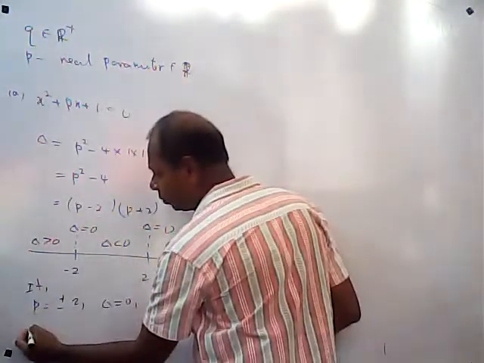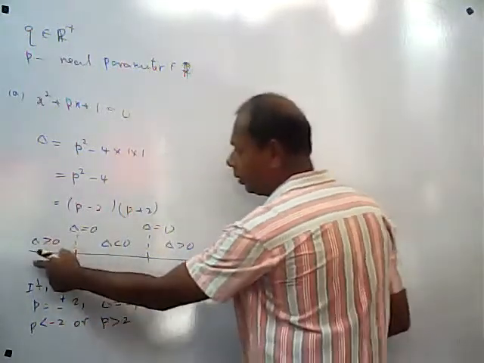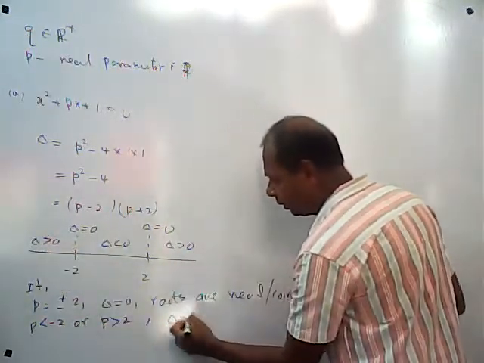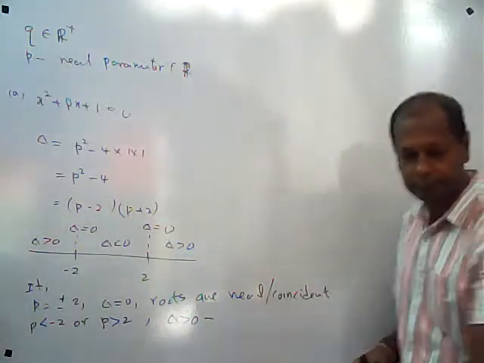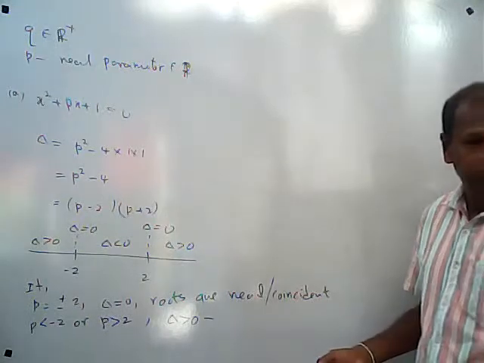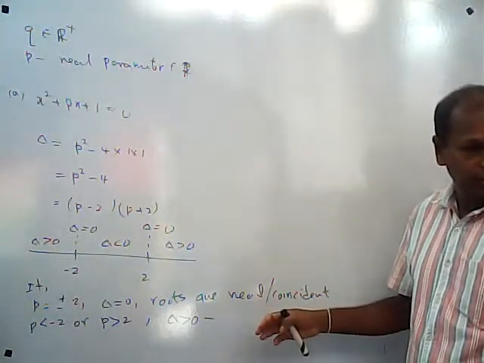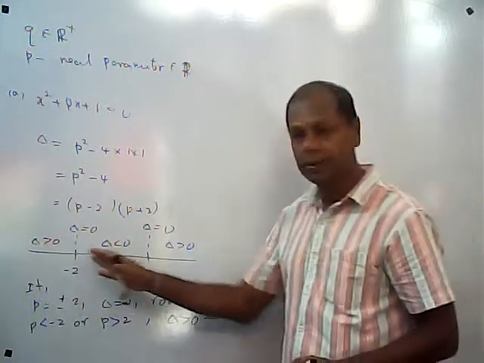P is less than minus 2 or P is greater than 2. Here or here delta will be greater than 0. What about roots? Then delta is greater than 0. What do you say? Real and distinct.